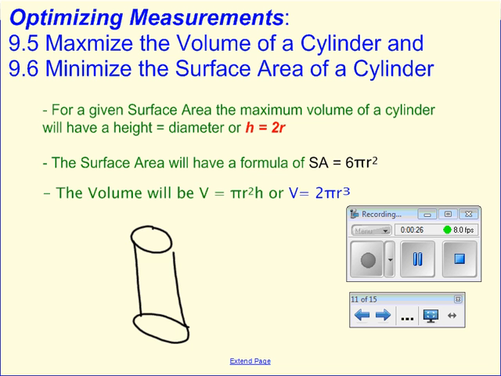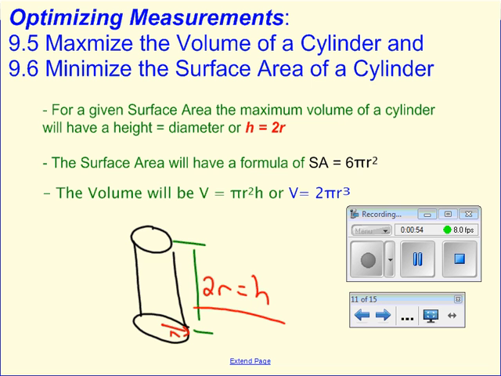So if I have some sort of radius r, the height of the can will be equal to 2 times that. So 2r will equal the height. That will give me the ideal conditions to either have a maximum volume or a minimum surface area.